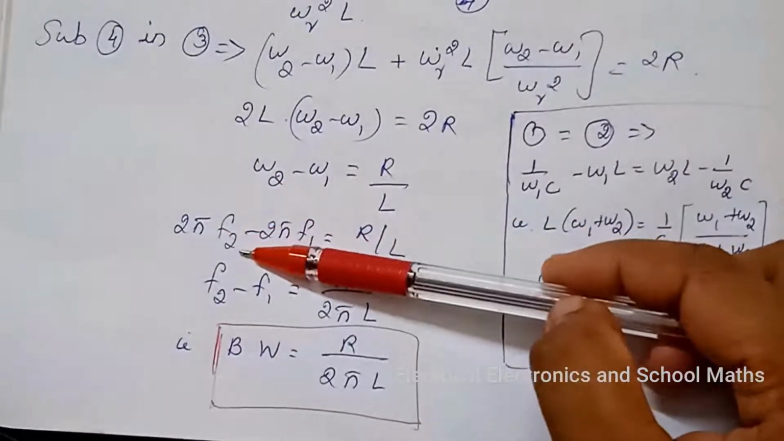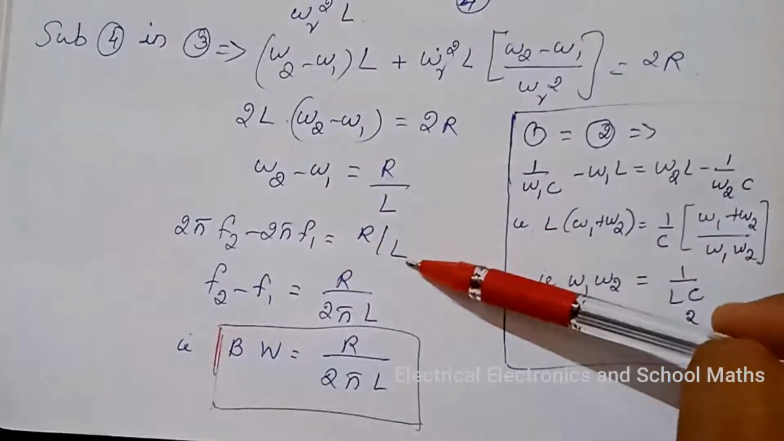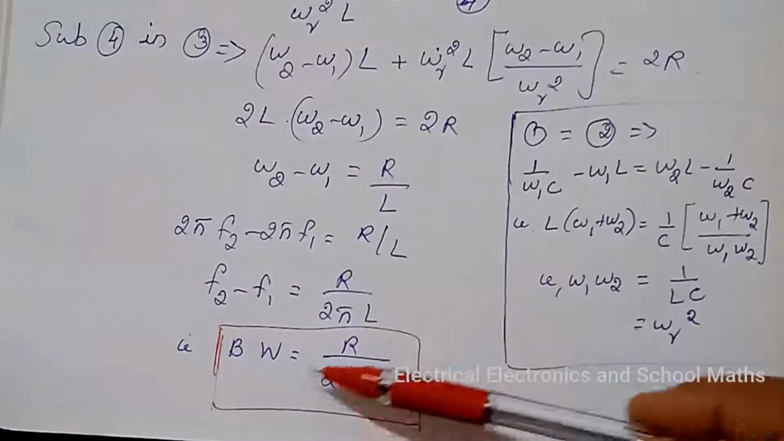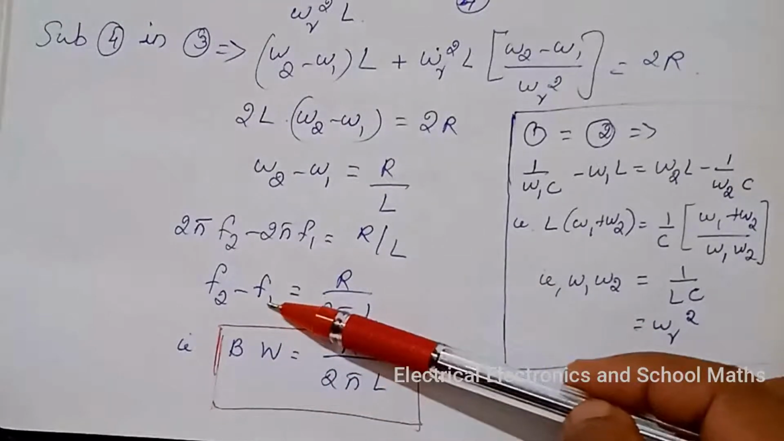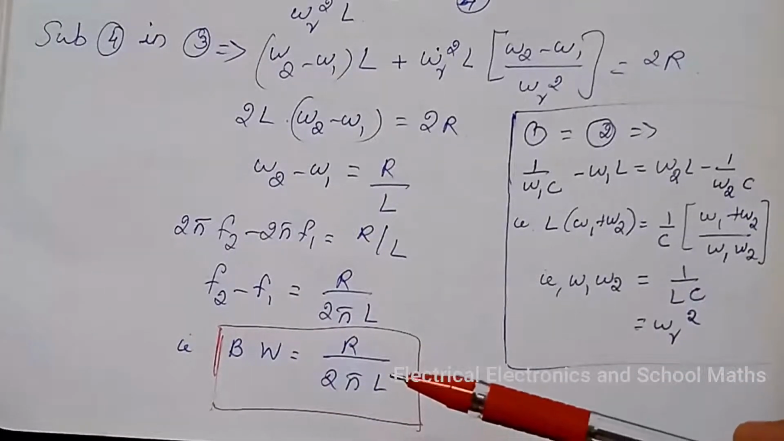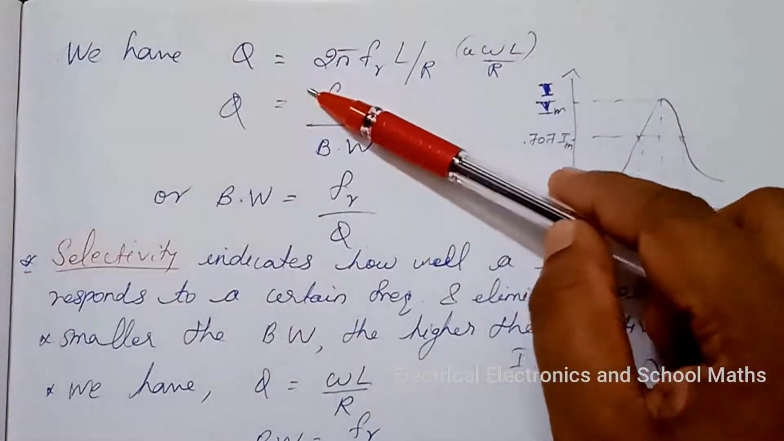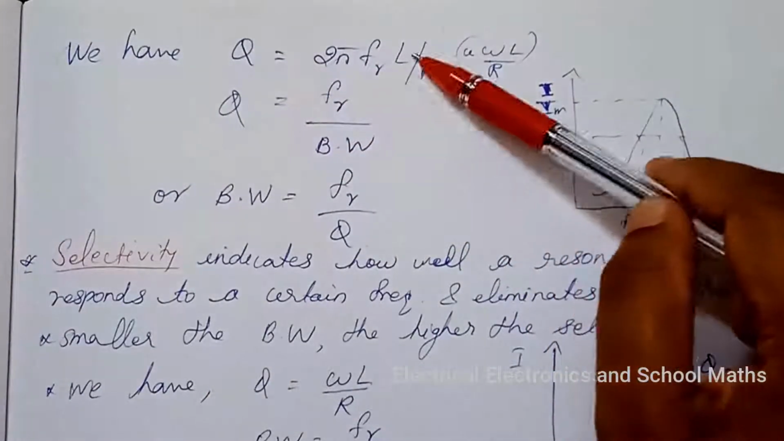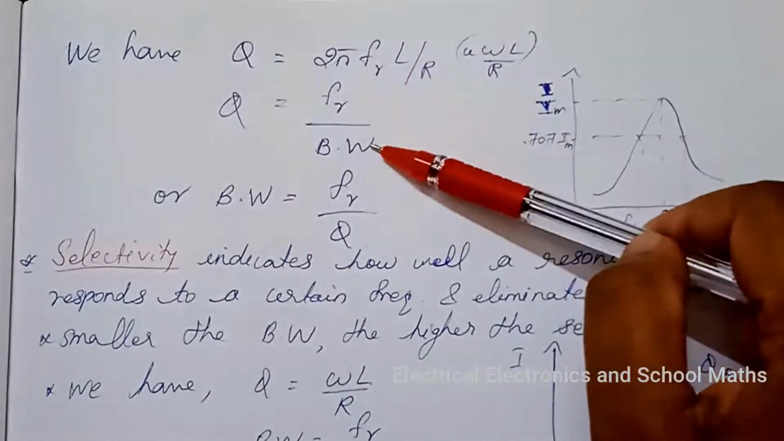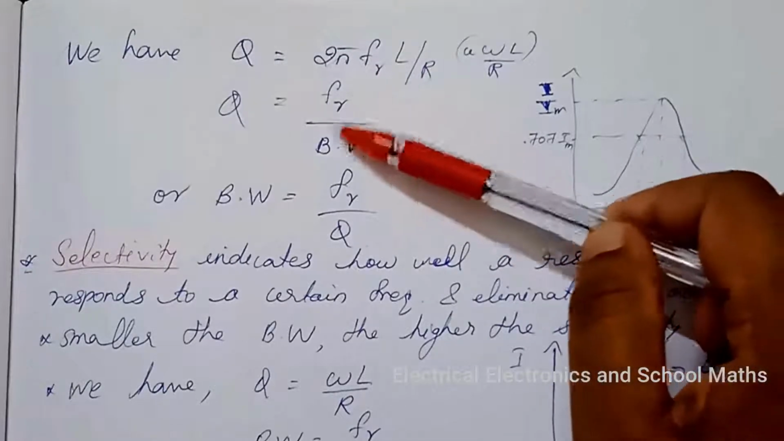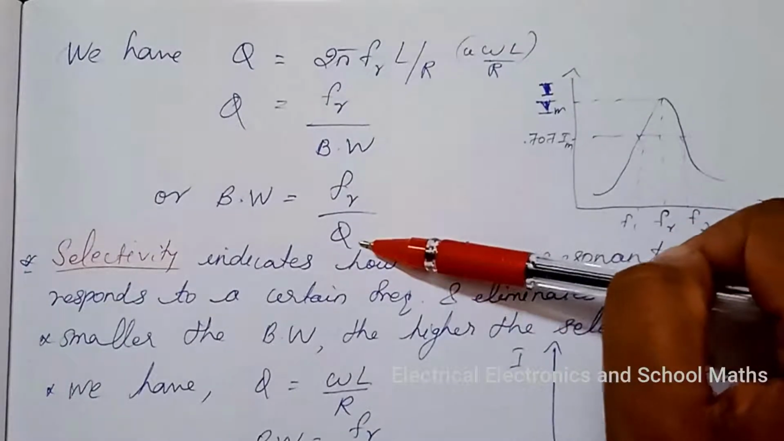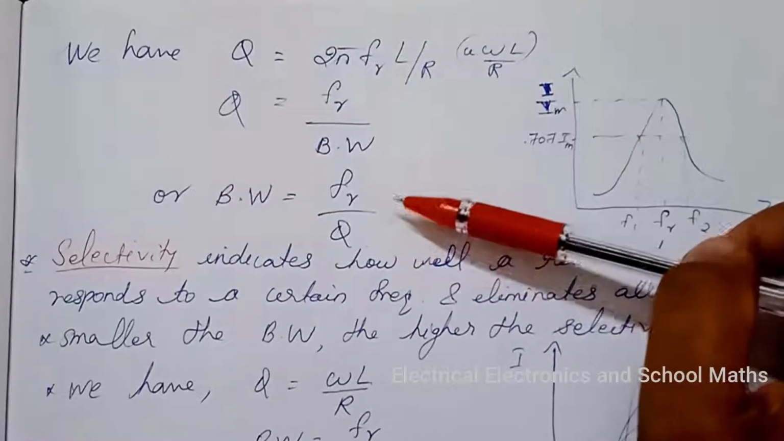Omega 2 is 2 pi f2 minus 2 pi f1 equal to r by L. That is f2 minus f1 is equal to r by 2 pi L. And f2 minus f1 is bandwidth. So bandwidth is equal to r by 2 pi L. Also we have Q factor is equal to 2 pi FR L by R. That is Q is equal to FR divided by bandwidth. From this bandwidth is equal to FR by Q, where FR is the resonant frequency and Q is the Q factor of the coil.